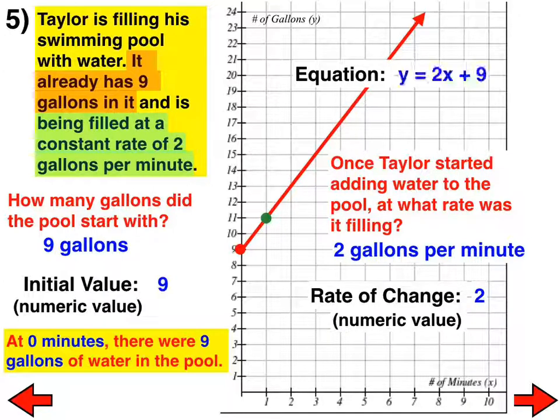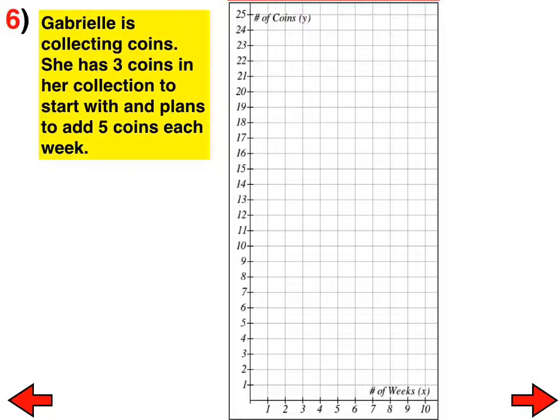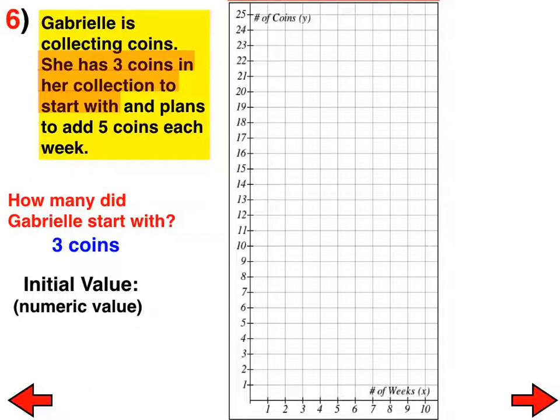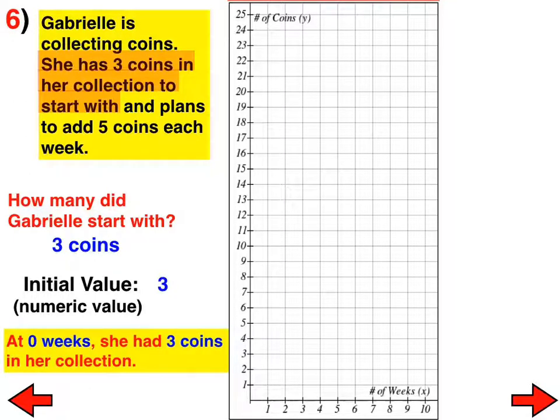So number 6, and by the way, the equation for number 5 was y equals 2x plus 9. I think most of us know that. Gabrielle is collecting coins. She has 3 coins in her collection to start with and plans to add 5 coins each week. So she started with 3 coins. The numeric value of that is 3. Which means at 0 weeks she had 3 coins in her collection, and that results in that ordered pair right there.